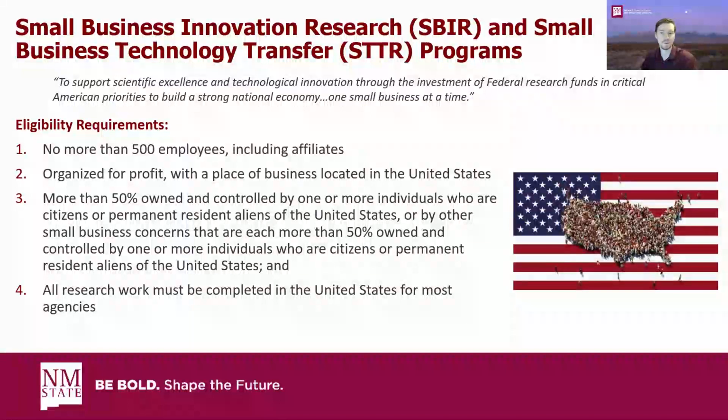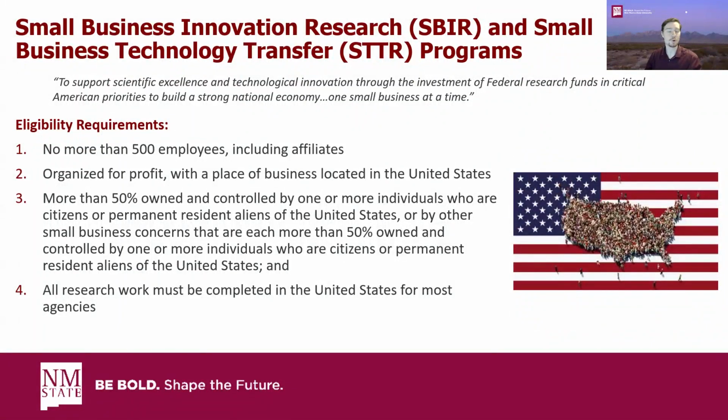When you're looking at your eligibility as a small business, it's important to keep in mind that you do need to be a small business. And since these programs are funded through federal agencies, they also want that money to stay within the United States. So as you're looking at eligibility, a small business is defined as no more than 500 employees, including any affiliate or connected businesses along with your business as applying.